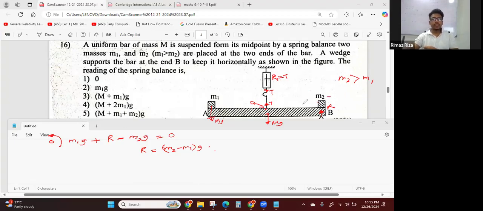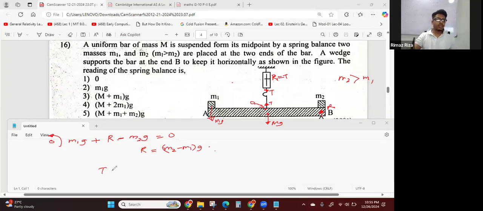So the difference in moment should be balanced by R. So therefore M2 minus M1 into G, R must be equal to that. Because the length will cancel when taking the moment about the midpoint, the R has to be M2 minus M1 G. If you have good practice, you won't even write anything. You can straight away think, okay, R equals M2 minus M1 G.